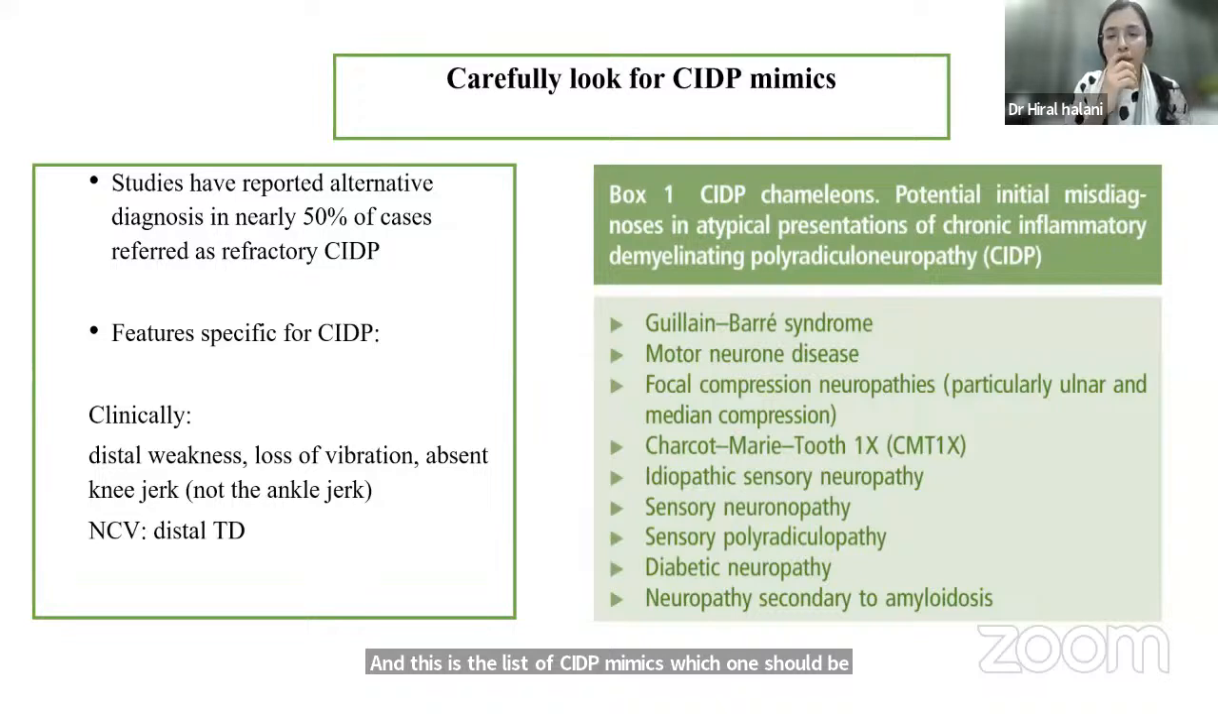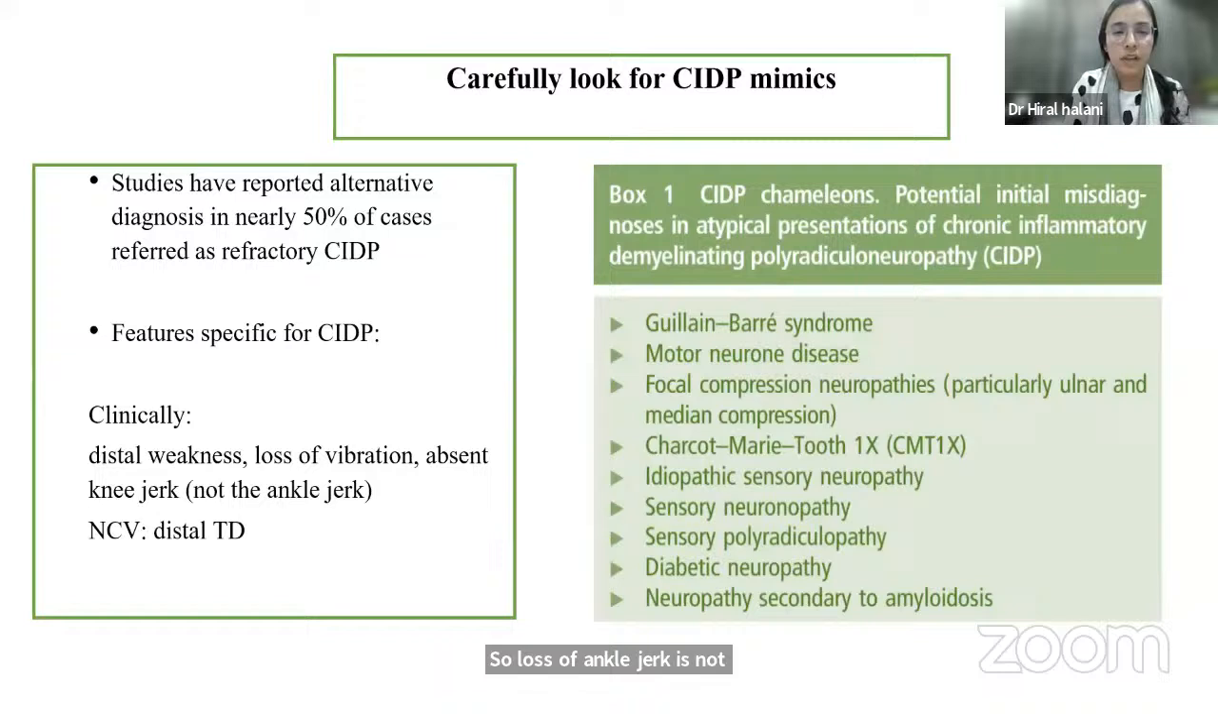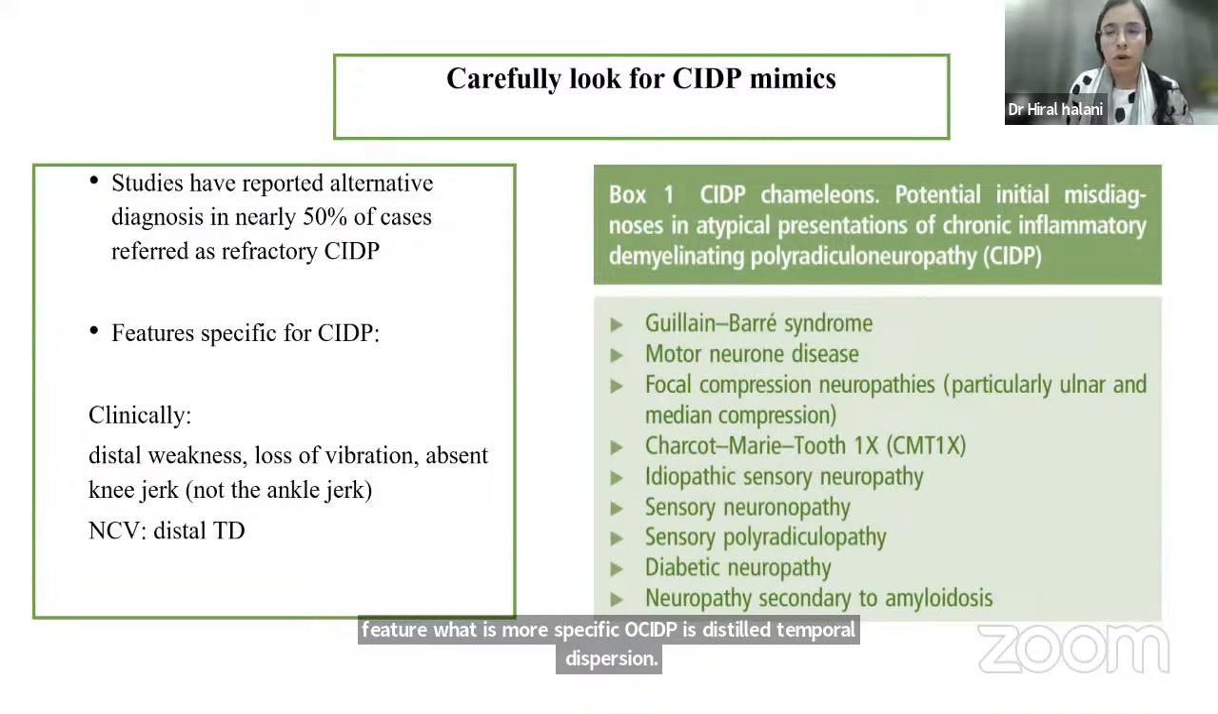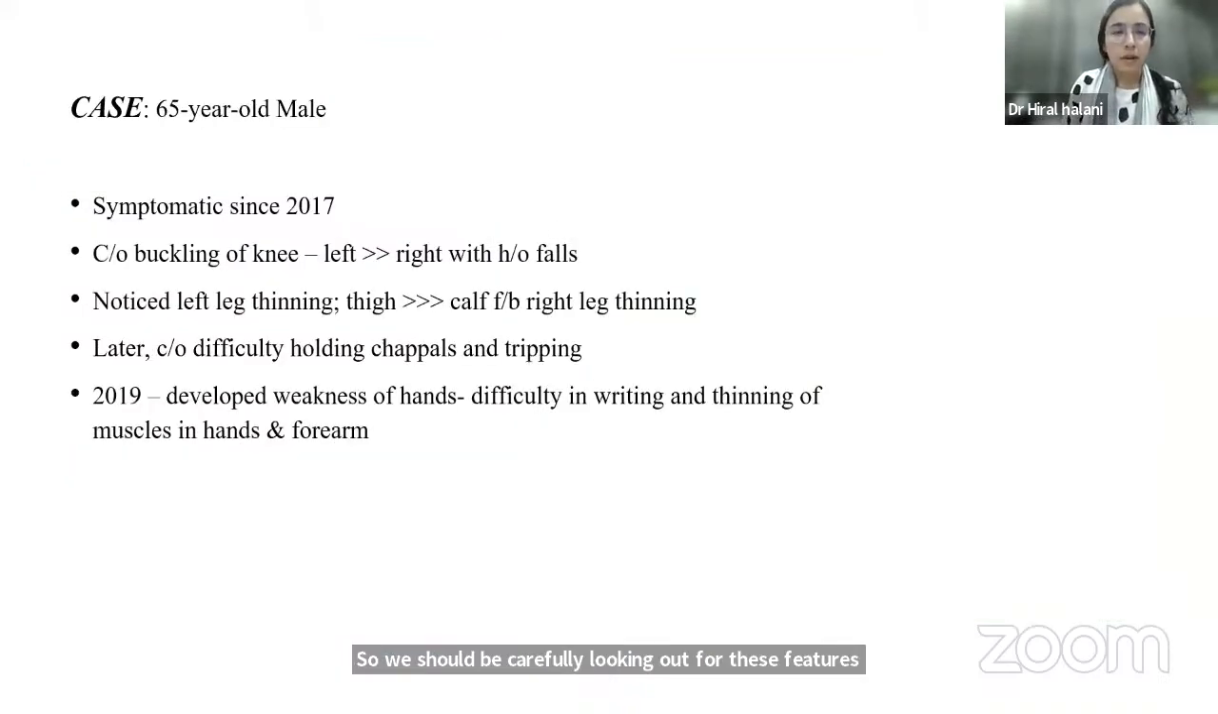When they compared the patients who ultimately received an alternative diagnosis and not refractory CIDP, there were certain clinical features which were different from typical CIDP. Distal weakness, loss of vibration, and absent knee jerk, and not the ankle jerk, are specific for CIDP. Loss of ankle jerk is not a specific feature of CIDP, whereas loss of knee jerk is. In nerve conduction study, apart from other demyelinating features, what is more specific of CIDP is distal temporal dispersion. So we should carefully look out for these features to rule out CIDP mimics.